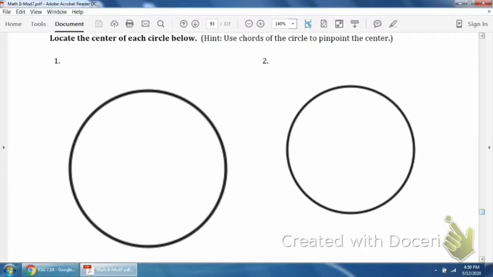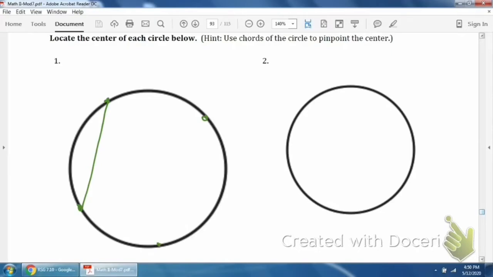This is finding the center of a circle. It says use chords. So if you guys remember, I think we did this on the first lesson of the chapter. You made 2 chords. Okay, so just a reminder, we're not doing the ready, but I just want you guys to know what a chord is. It's any 2 points on a circle connected with a straight line. That's a chord.